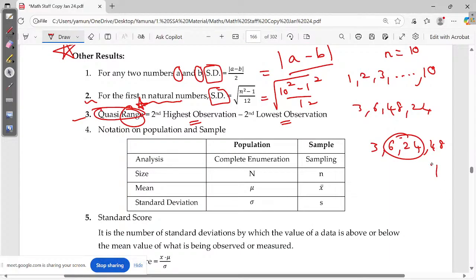See, this is the highest, right? 48 is the highest. Second highest is 24. What is the lowest one? 3. Second lowest is 6. So this is 24 minus 6. Is it okay?